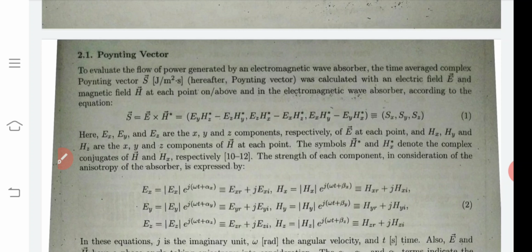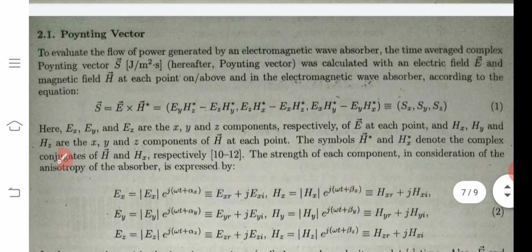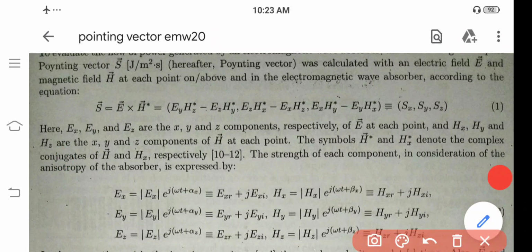To evaluate the flow of power generated by an electromagnetic wave absorber, the time averaged complex Poynting vector, in joules per meter squared per second, was calculated with an electric field E and magnetic field H at each point on, above and in the electromagnetic wave absorber, according to the equation S equals E cross H. In this form, the Poynting vector is written in E and H form.